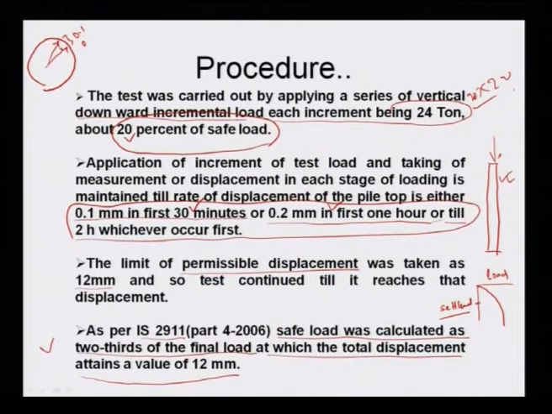First take 12 mm of displacement, then corresponding to 12 mm displacement, what is that load? Say 12 mm of displacement, say load is equal to say 20 ton. As per IS code, 2/3 of final load at which total displacement attains a value of 12 mm, that means I will take 2/3 of 20, which is equal to your safe load.